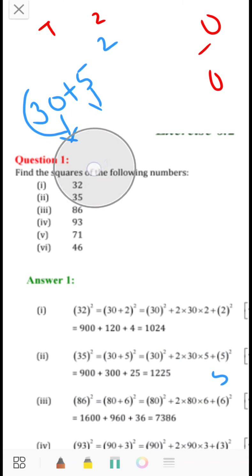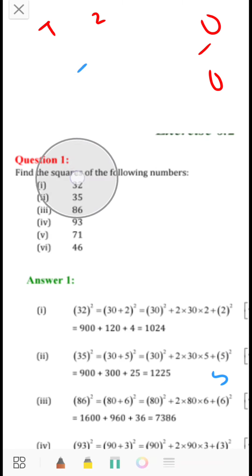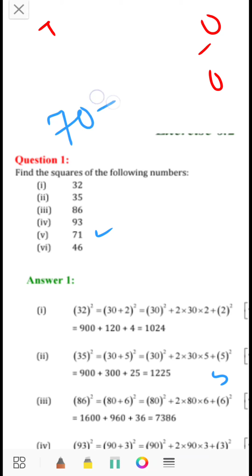Let's look at the next question. The next one is 71. This one you can try to solve by yourself. We are moving with 71. What are the steps? You will split it. So (70 plus 1) whole square, 71, right?